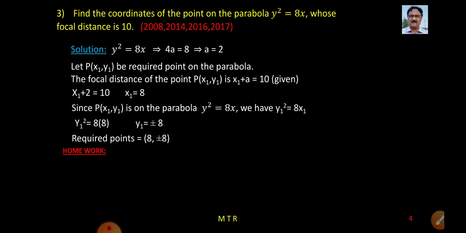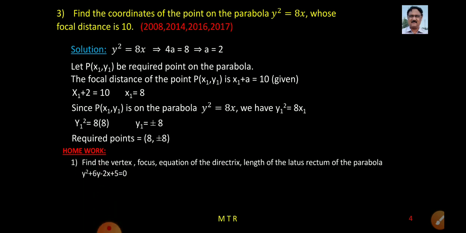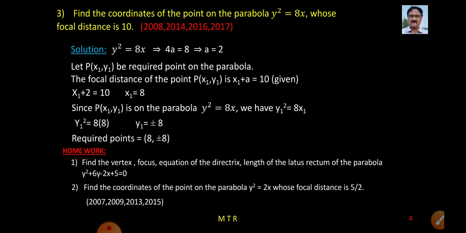Take some homework. Find the vertex, focus, equation of directrix, and length of the latus rectum of the given parabola. Second, find the coordinates of the point on the parabola y square is equal to 2x whose focal distance is 5 by 2. This is also very important for our IPE.